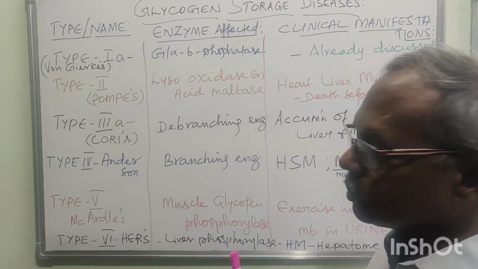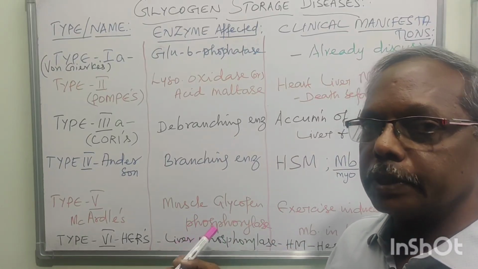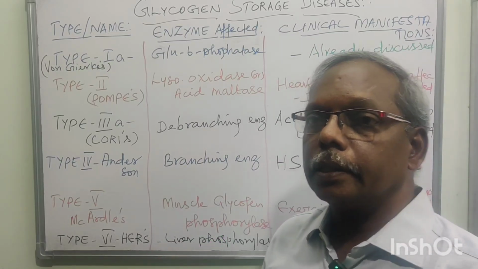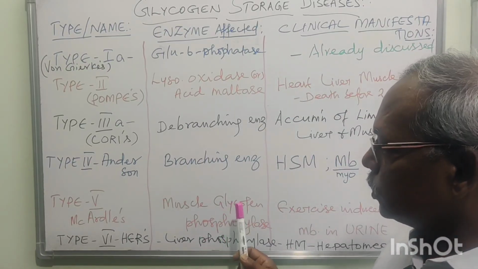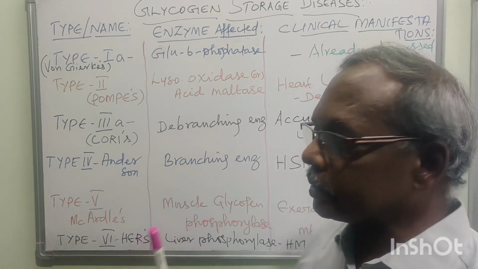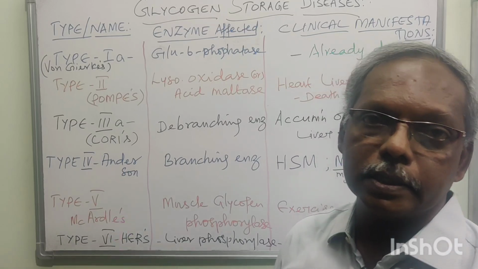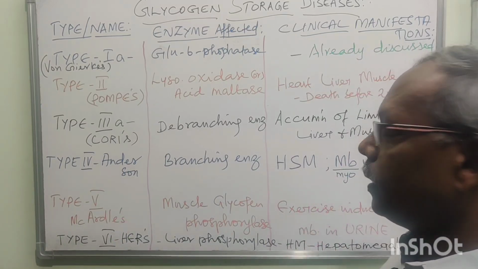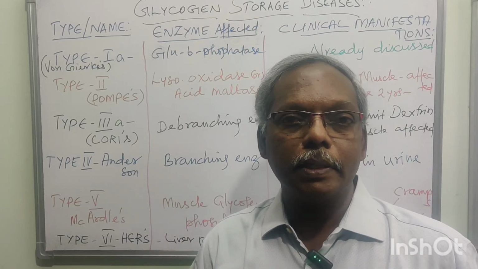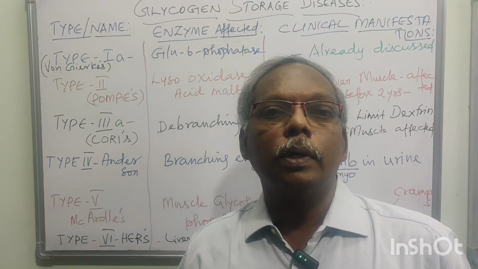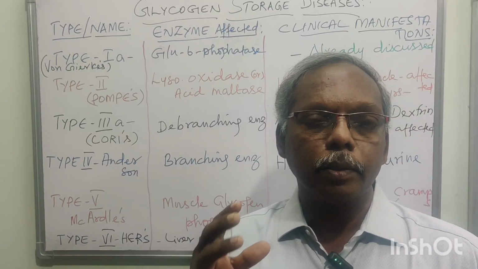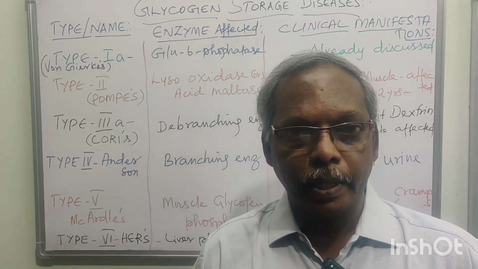Here the problem is muscle phosphorylase, or some books say muscle glycogen phosphorylase. In your MCQ or any university pattern, you should carefully read about the name. Muscle glycogen phosphorylase is the defective enzyme in McArdle's disease. Here, exercise induced pain and spasm, muscle spasm, right? Because the glycogen is not able to be metabolized.